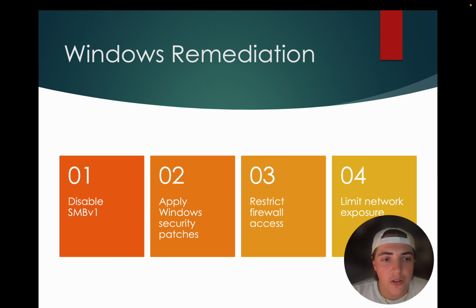So what would we do to fix the Windows? We would disable SMB v1. We would apply security patches. Like I said, need to update things.